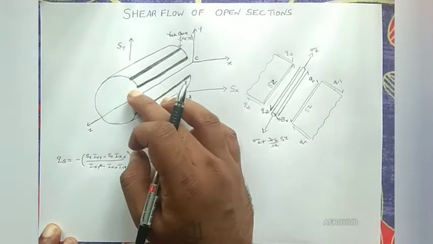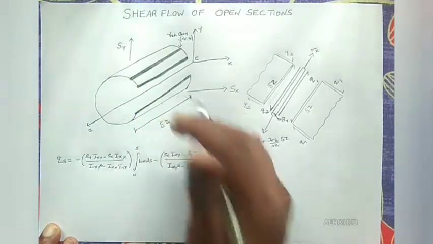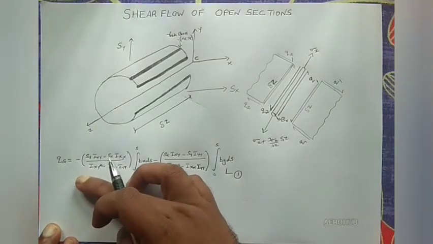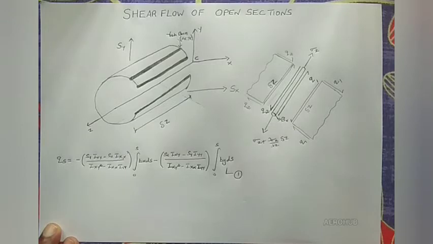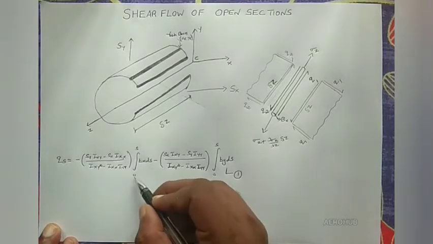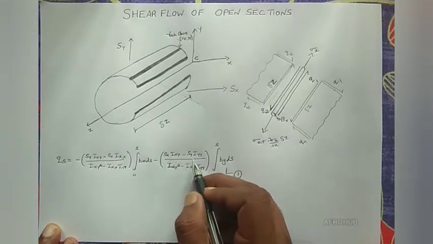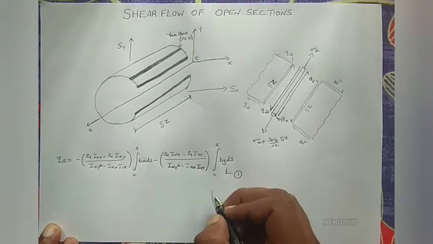We can see in this figure we have a thin walled idealized open section which has a number of booms, and the boom areas will carry the direct stress or bending stress, and the skin will carry the shear load. You can see equation number 1: Qs is equal to minus of (Sy Ixy minus Sx Ixx) divided by (Ixy square minus Ixx Iyy) into integral 0 to s Tx ds, minus (Sx Ixy minus Sy Iyy) divided by (Ixy square minus Ixx Iyy) into integral 0 to s Ty ds.